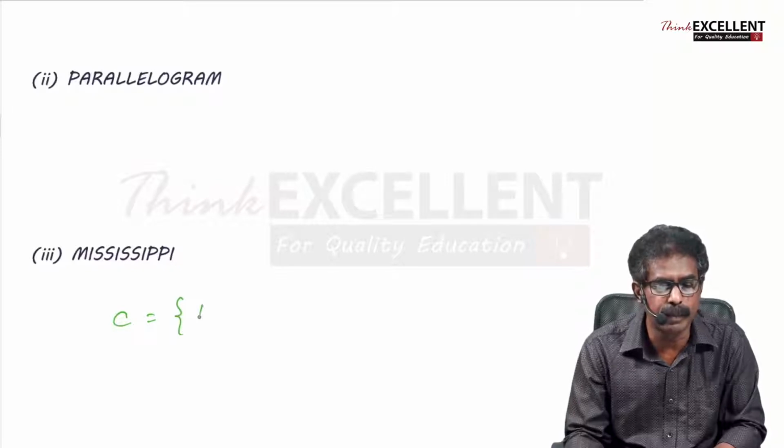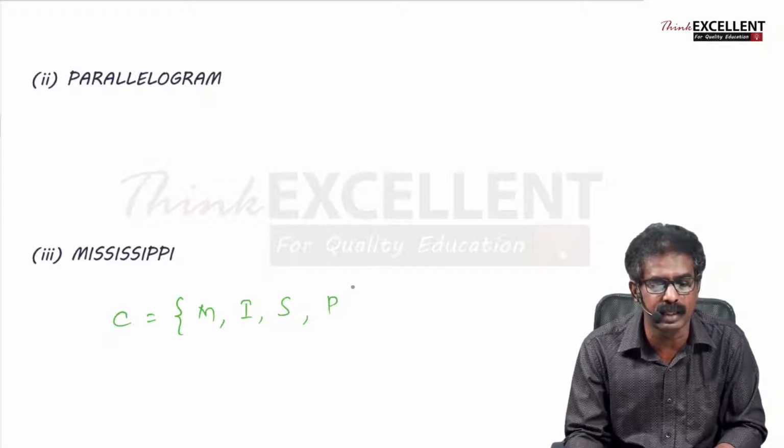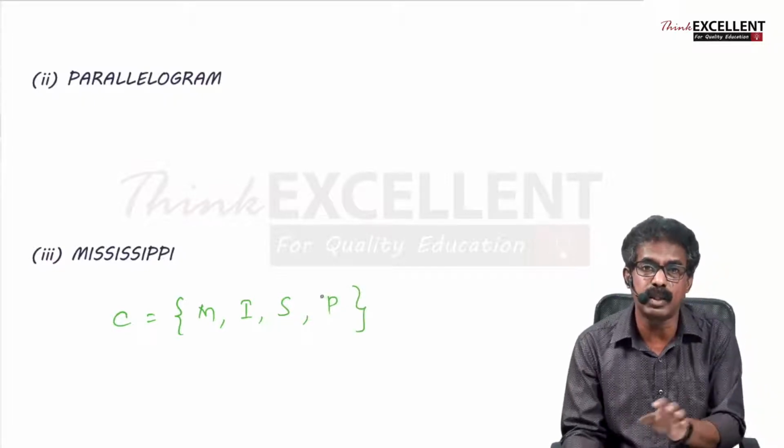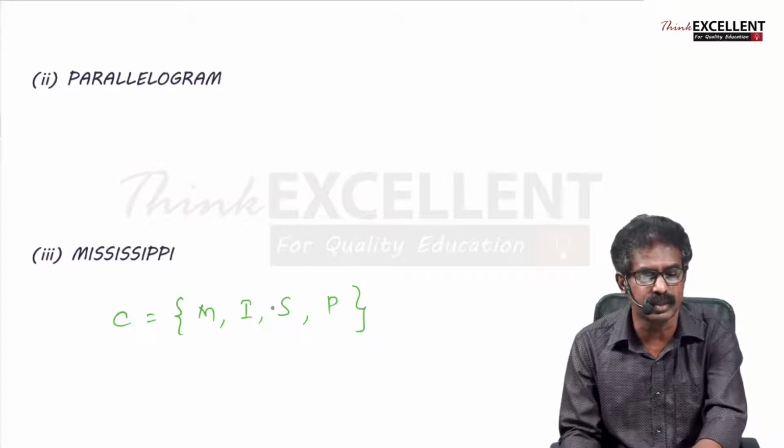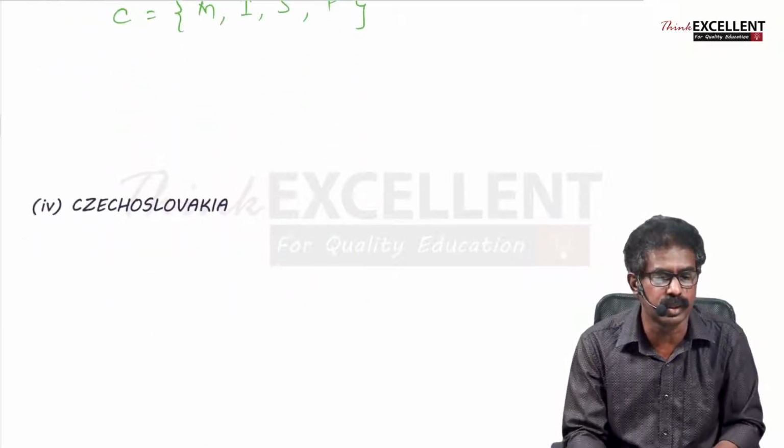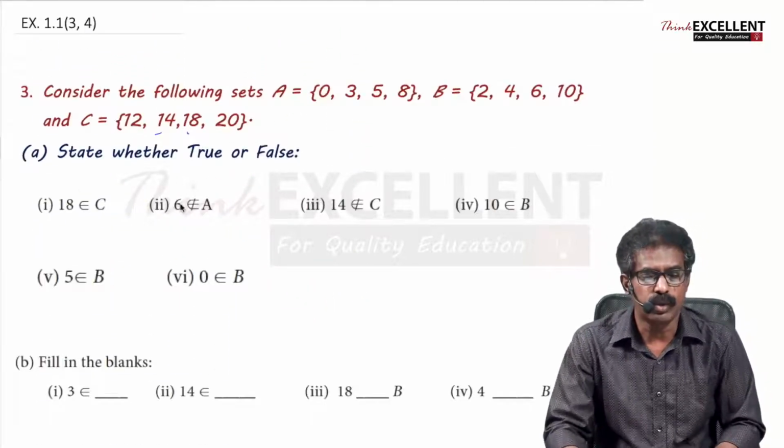First you write what? M, I, S, S again repeats. I already written. Again S, I, everything written. Then P. Then finally one I. That's all. So like that, without repetition, you write all the letters. Okay, so like that you can write any question. Now let's go for the next question.